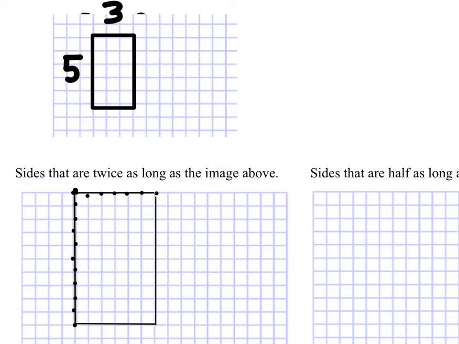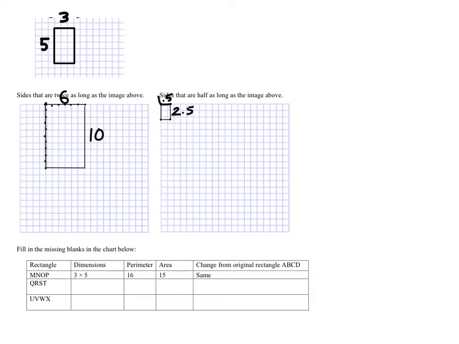Now we want one that's half as big. So this one is going to be 1.5 by 2.5. Alright. So yeah, this one is 10 by 6. This one is 2.5 by 1.5. And we got those drawn. So let's go ahead and fill out this table.